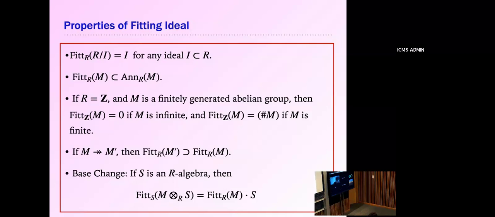Okay, so two other properties that I'll state. If you have a surjection of modules, then you get an inclusion of fitting ideals. That's a really important property that you can check easily from the definitions. And this is probably the most important property that makes fitting ideals better and easier to work with than annihilators: they behave well with respect to base change. If you tensor with another ring, then the fitting ideal just extends. This is very much not true for annihilators, for example. You can never hope to prove something like this.